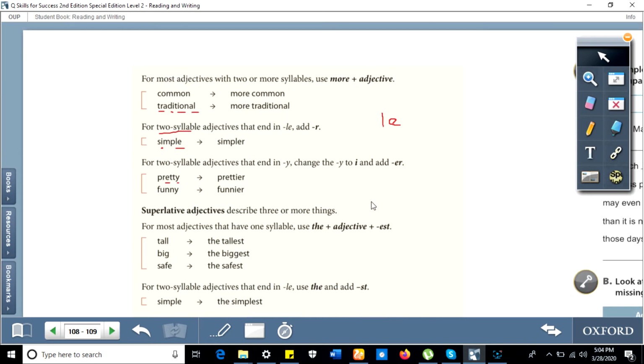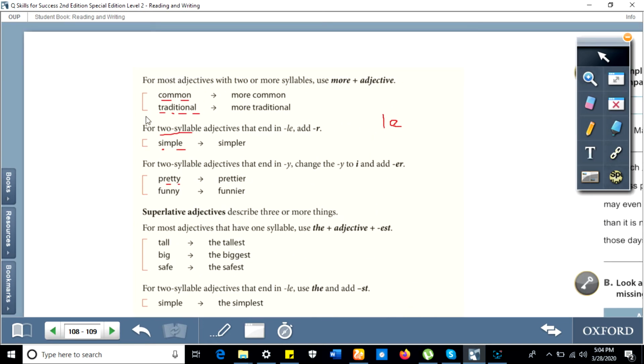All right, so that's how you can change adjectives into comparative adjectives, right? And then we go to the next topic.